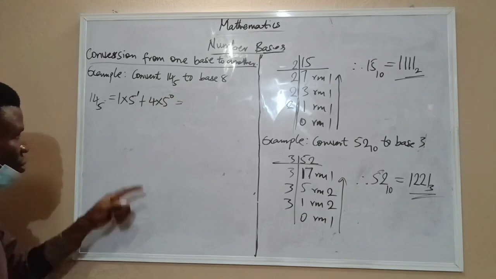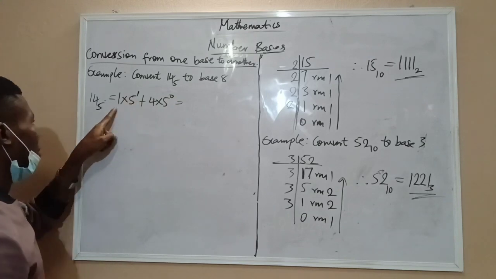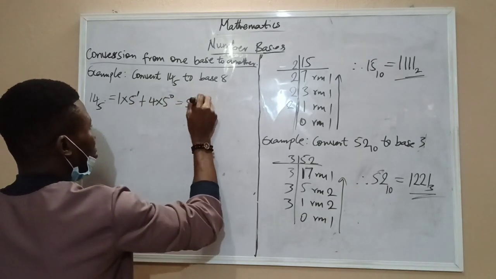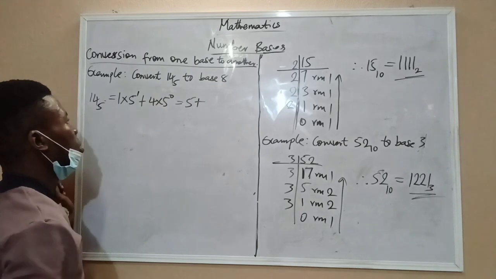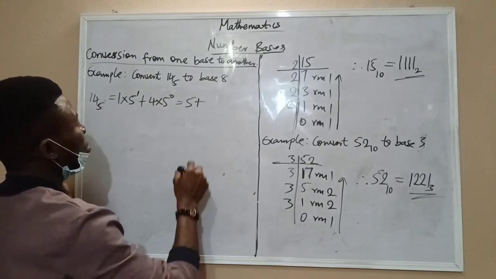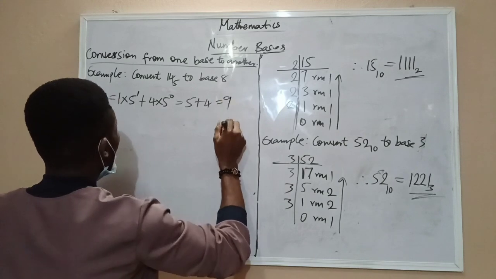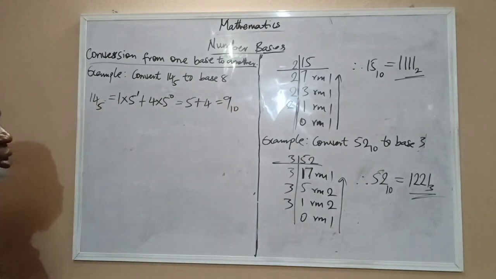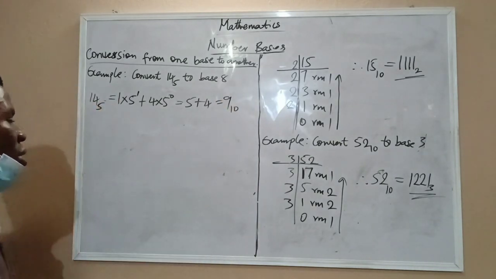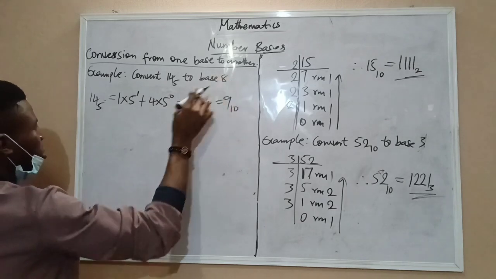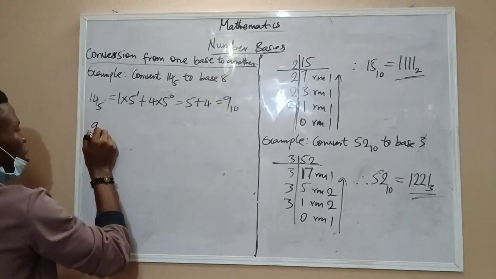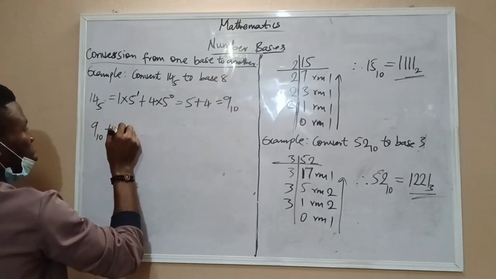That is equal to 5 raised to power 1 is 5, 5 times 1 is still 5. 5 plus 5 raised to power 0 is 1, 1 times 4 is 4. That is equal to 9 in base 10. Now, we converted it to base 10. We have to now convert it from base 10 to base 8. For 9 base 10 to base 8.